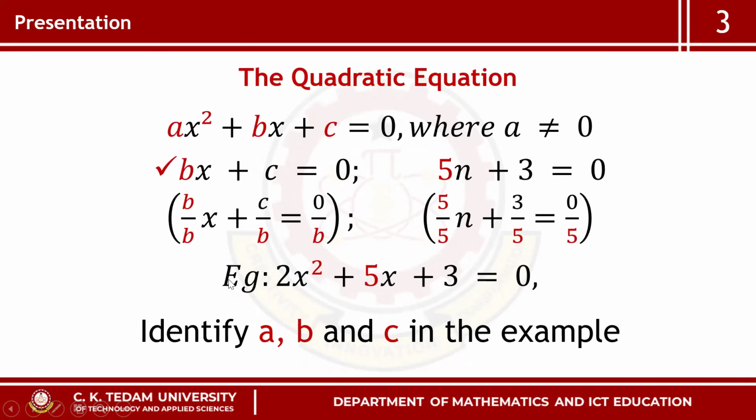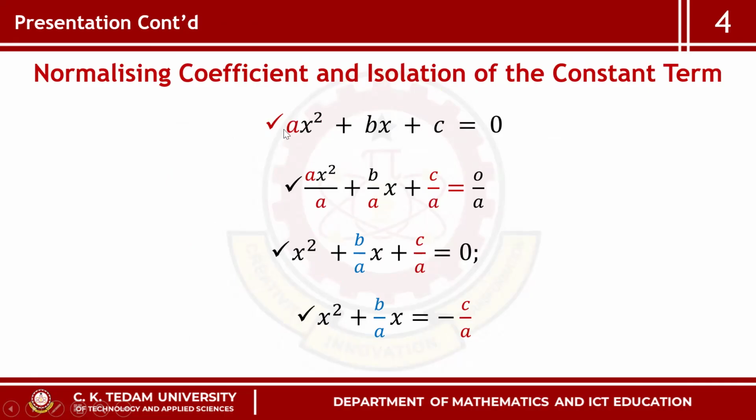And remember that we need to also normalize the coefficient of the quadratic x, because it is any number other than 0 and positive 1. If it is any number other than 0 and positive 1, like 2, 3, 4, or negative 1, negative 2, negative 3, we need to normalize the coefficient. Normalizing means that we want to do away with the coefficient of the quadratic term, and we will leave only the quadratic term to stand, x squared standing alone.